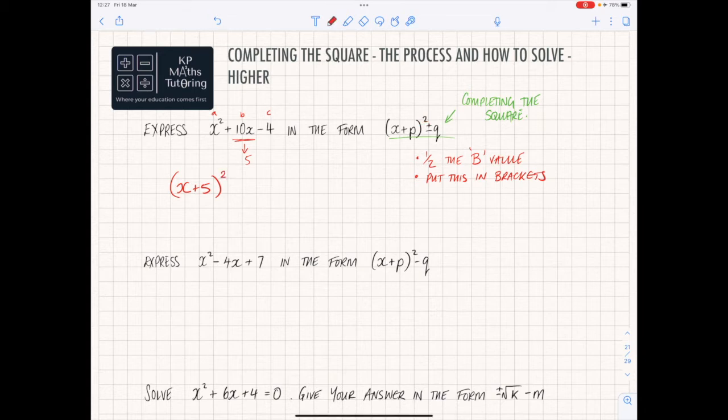So step 1, half your B value. Half of 10 is 5. Because it's a positive 10, this becomes a positive 5. Put that in the brackets, and then that's your first step done. Now we move on to the next bit.